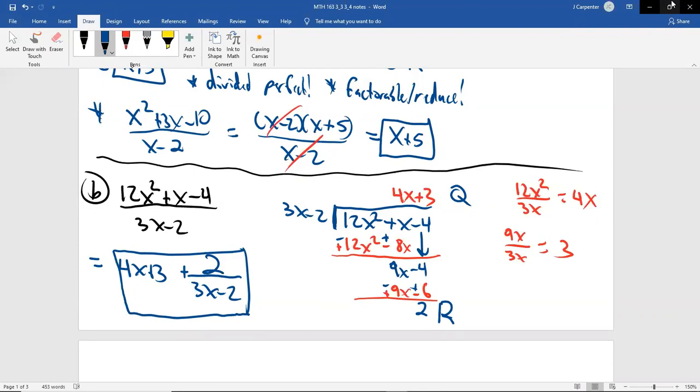Now, knowing this 4x plus 3 and then this 2 over a fractional part, there is something that's helpful with this in more advanced pre-calculus and calculus. There's things we can do with a graph, knowing that this thing turns into this thing ultimately. But we'll save that for another day.